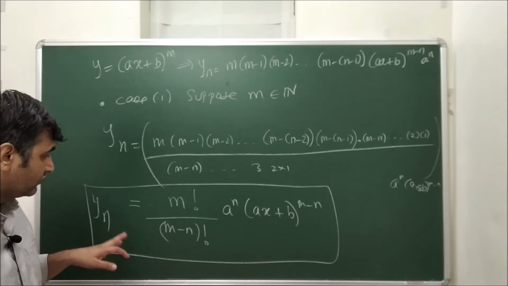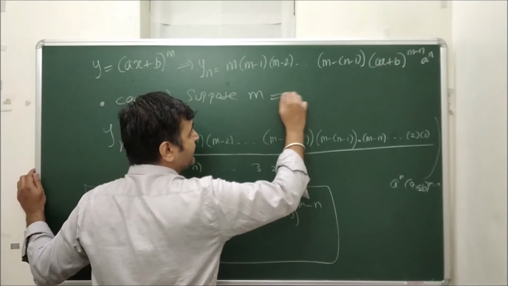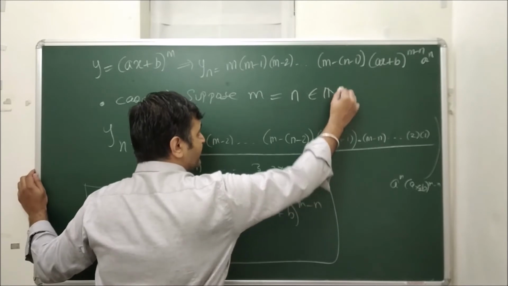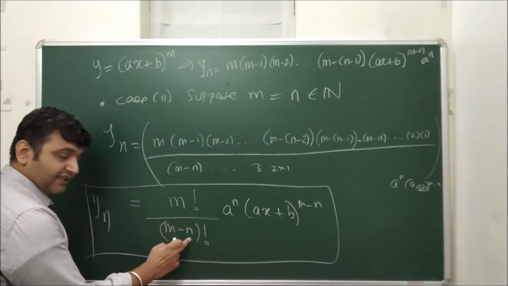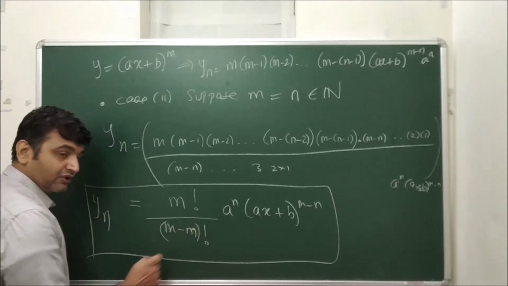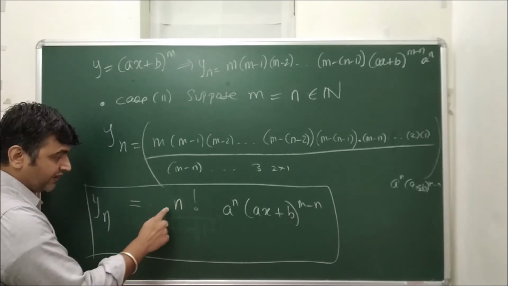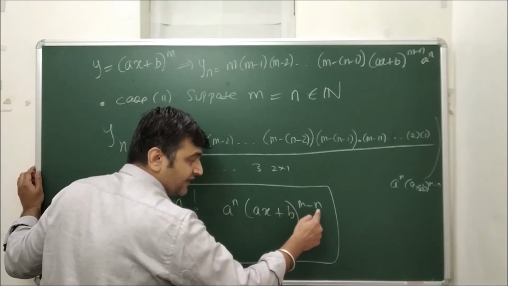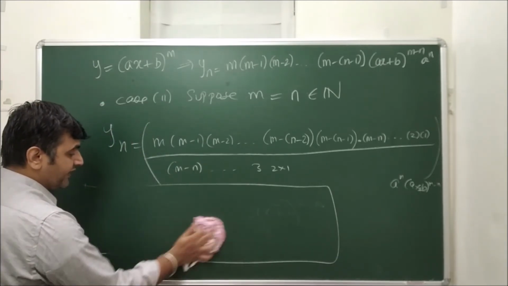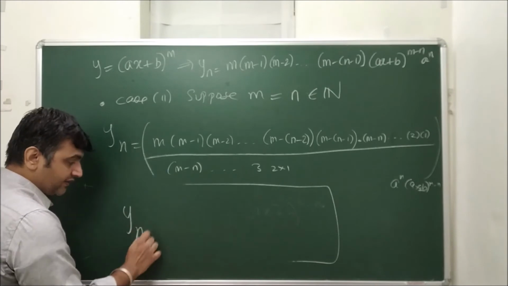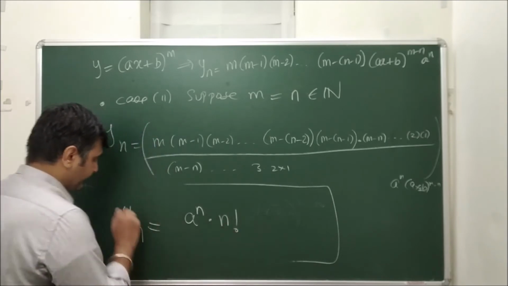Okay, so that is one case. Now let me play with case 2. Suppose your m is equal to n and they are both natural numbers. When my m is equal to n, what is m minus n? That is 0 factorial, because my m is equal to n. And 0 factorial is nothing but 1. What is my m? M is nothing but n, so n factorial. And what is the exponent m minus n? That will be 0, right? Because my m is equal to n. So therefore, when my m is equal to n, your yn is nothing but a raised to n into n factorial.